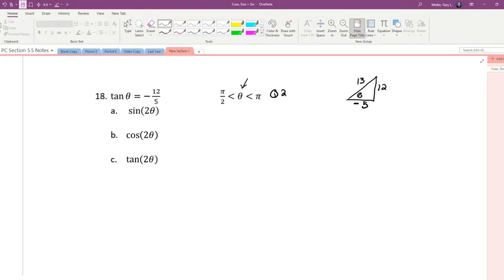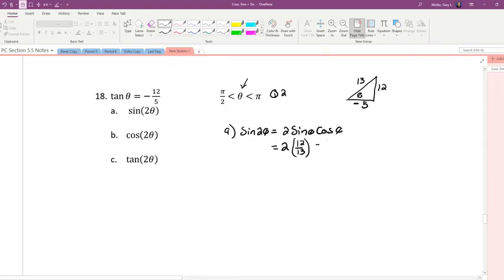Okay, so now we just need to use our formulas. So part A, the sine of 2 theta is equal to 2 sine theta cosine theta. And so that's 2 times 12 thirteenths and negative 5 thirteenths, which gives us 169 on the bottom and 120 on top. The bottom is just 13 and 13, so there are no common factors. Oh, it's negative. And there you go.